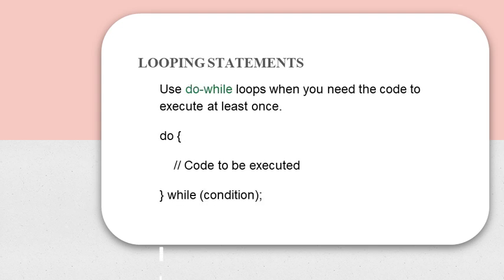Do while loop is similar to the while loop, but it guarantees that the loop body is executed at least once because the condition is checked after the first iteration. It means even if the condition is false, it will execute it first time and the condition will be checked at the end of the loop.